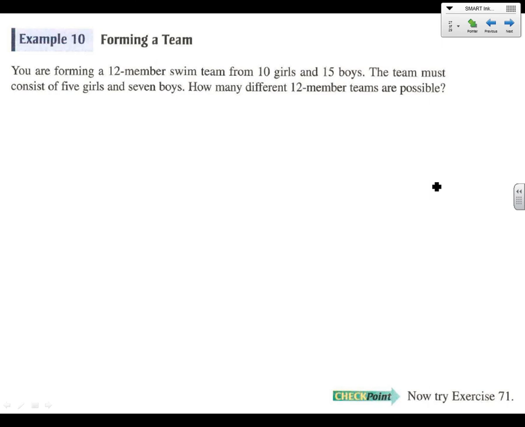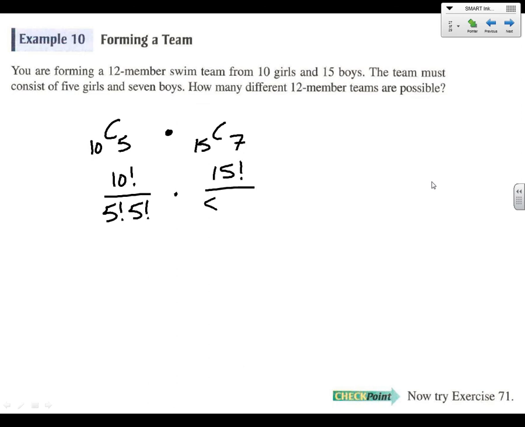So we're going to pick from 10 girls, and we're going to pick 5 of them. And we're going to pick from 15 boys, and we're going to choose 7 of them. Order doesn't matter, you just want to get on the team. And from the fundamental counting principle, if 2 different events happen, we're going to multiply them. First we're going to pick the girls, then we're going to pick the boys. So 10C5 is going to be 10 factorial over, subtract them, 5 factorial, times 15 factorial over, subtract, 15 minus 7 is 8 factorial, over 7 factorial.